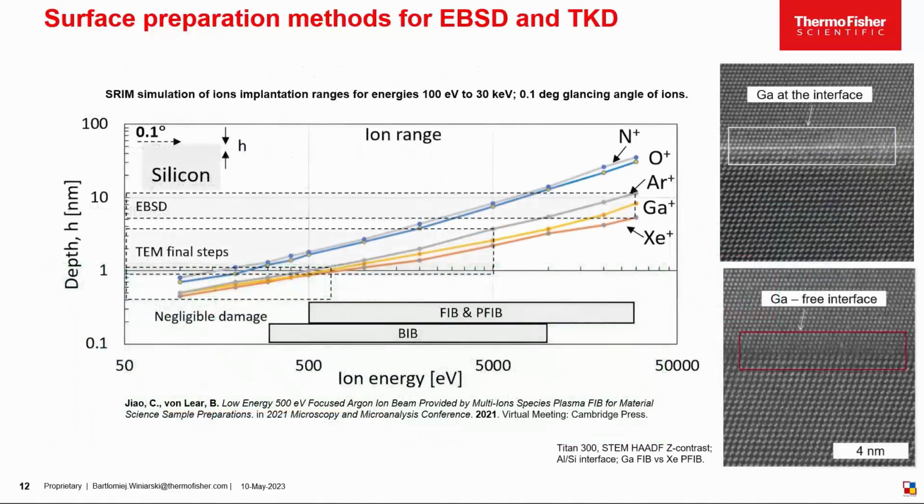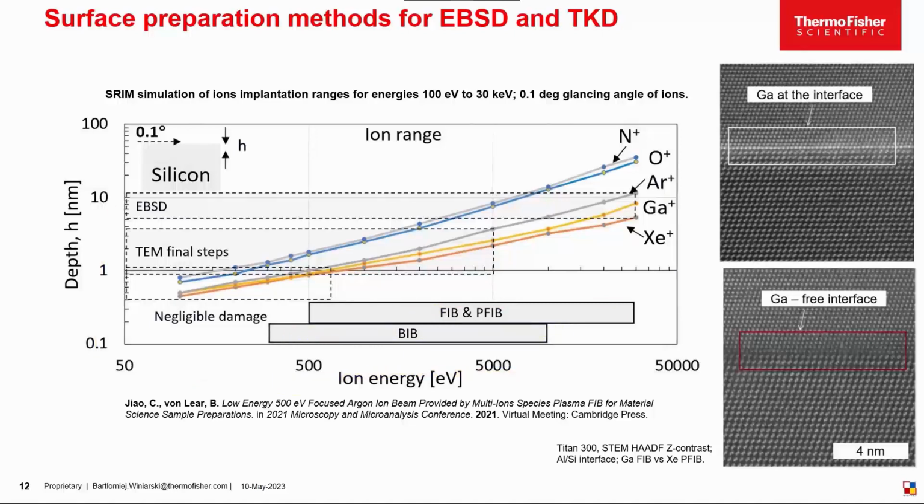This graph summarizes the amorphization depth in silicon from a glancing incidence of various ion beams and a range of acceleration voltages. These are the results of SRIM simulations of ion implantation ranges. The graphs also contain the voltage ranges typically used for FIBs and broad ion beams. The lower the acceleration voltage, the lower the damage caused.